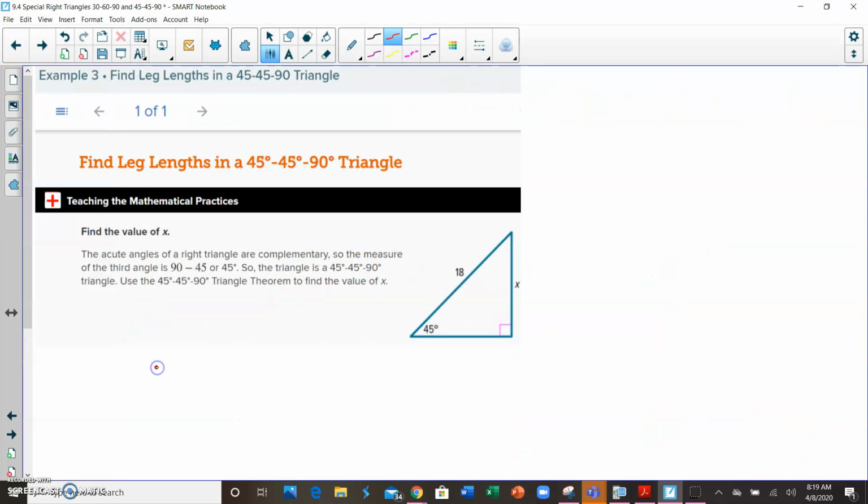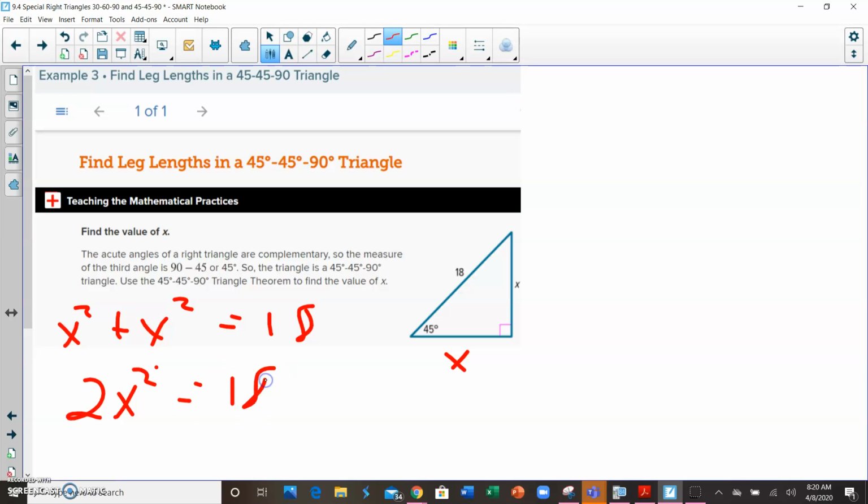All right, the next one, another 45, 45, 90. So again, if this is 45, that's 45. If that is x, this is also x. So we simply put an x there, and we're going to go x squared plus x squared is equal to 18. Supposed to be an 18, sorry. So 1x squared plus 1x squared is 2x squared is equal to 18. So then x squared is equal to 9, so x is equal to 3.